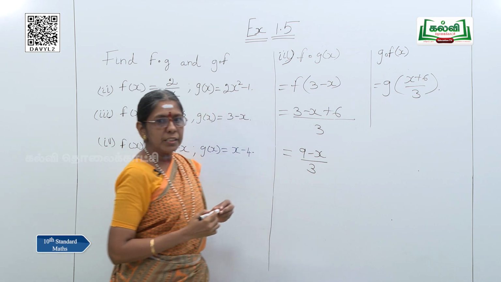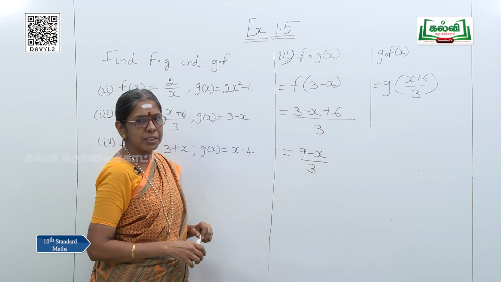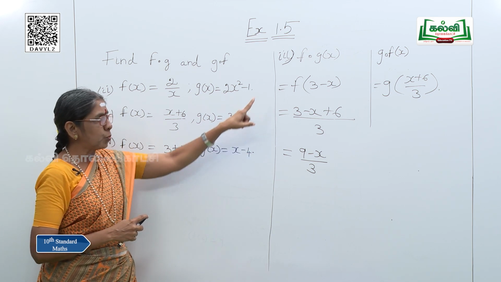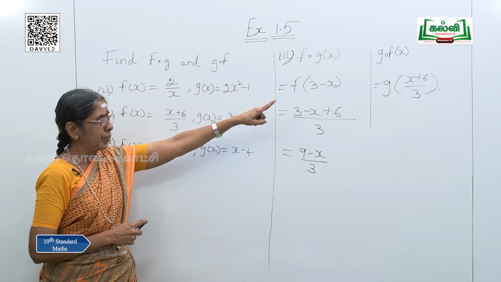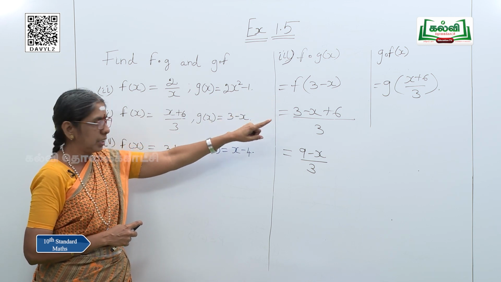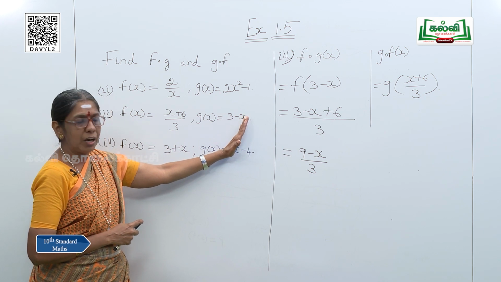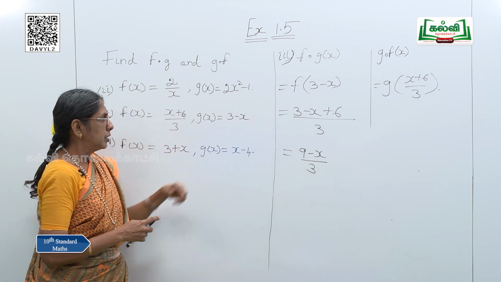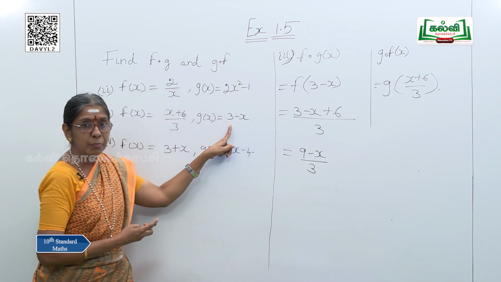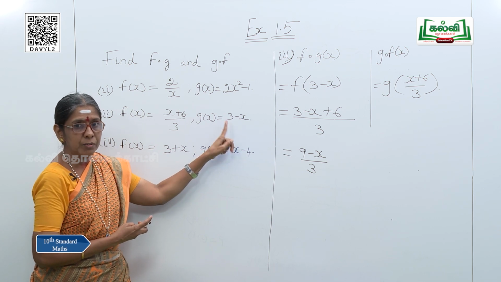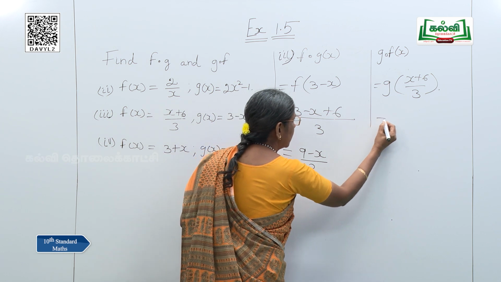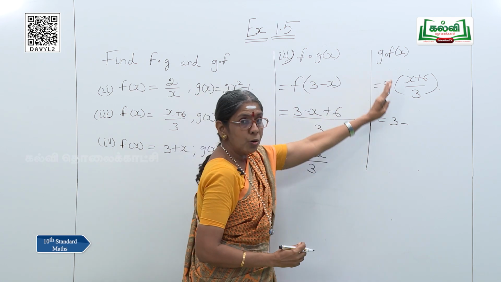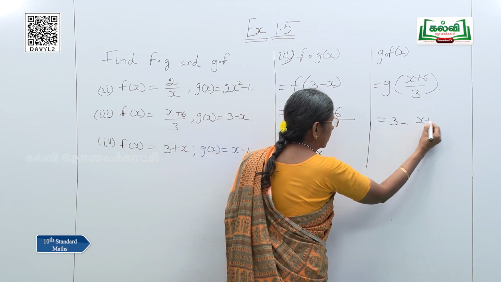Now, we have to find the g value. g of x plus 6 by 3. What is g of x? 3 minus x. And in the place of x, what should we keep now? We have to replace it as x plus 6 by 3. That is, where you have x, you have to replace it as x plus 6 by 3. So, here you have to be very careful, because you have a minus sign here. When you have a negative sign, you have to do it very carefully. So, it will be equal to 3 minus, for the whole thing, x plus 6 by 3.